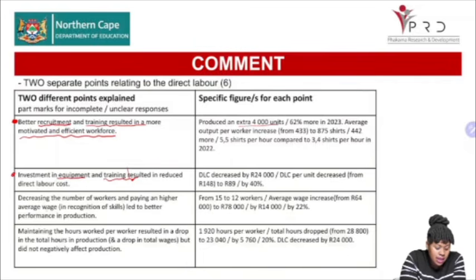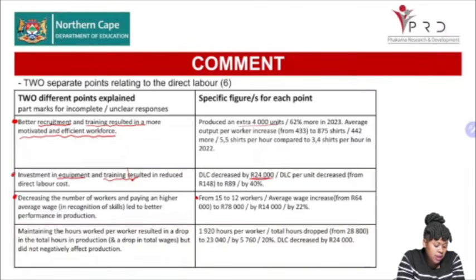Obviously, as you saw, the labor costs are not as much as the previous year. So direct labor costs decreased by 24,000. Then the third aspect, he decreased the number of workers and paid a higher average wage in recognition of skills, led by better performance in production. So obviously, when you're getting workers that are a little bit more skilled, you have to spend more money. But that decision allowed him to yield the results.